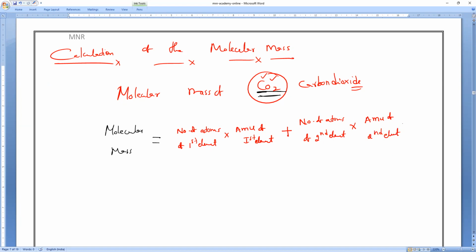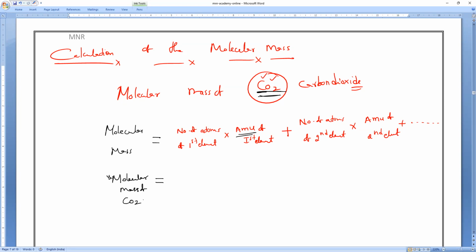If a third element is there, what will happen? Can you tell me? Speak, guys. If there is a third element, you add number of atoms of third element into atomic mass of third element. Do you understand, everybody? So now, the molecular mass of carbon dioxide, molecular mass of CO2.